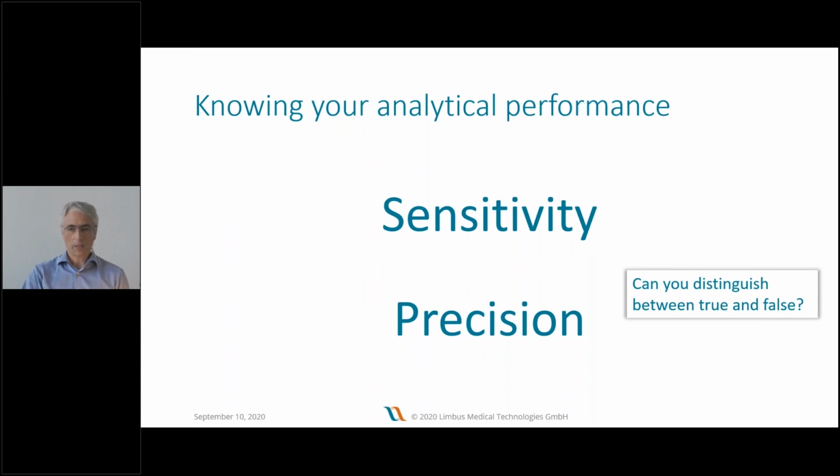Can you tell apart a true variant from a false positive variant? And the amount of false positives that you may be able to tolerate in your assay strongly depends on the existence of an independent method of confirmation. If there's no such method available, or if it's very expensive to confirm variants, then your assay must be designed in such a way that you have basically no false positives in your results.